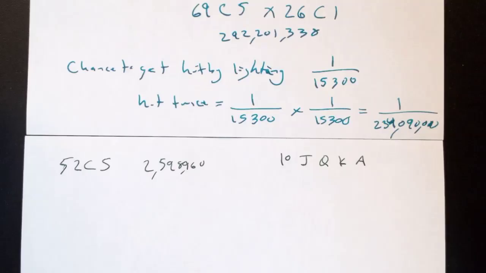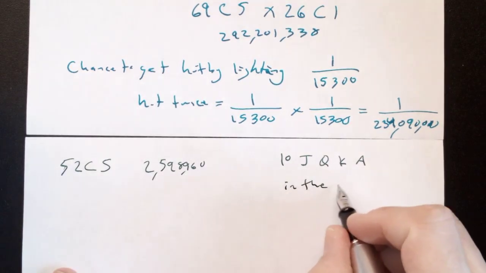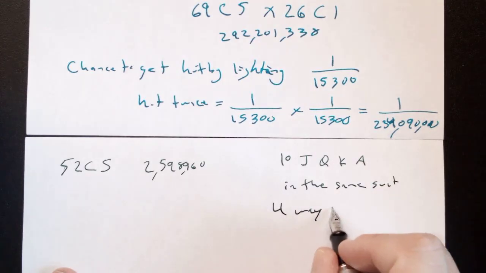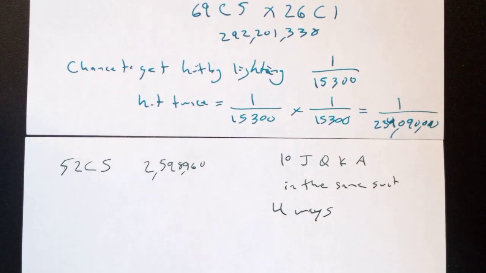So not only do you have to have 10, jack, queen, king, ace, you have to have them all be spades, or all be clubs, or all be hearts, or all be diamonds. That means there are only 4 possible ways to do that. Congratulations, you just figured out the probability of a royal straight flush. 4 out of 52C5. That's the chance it happens.